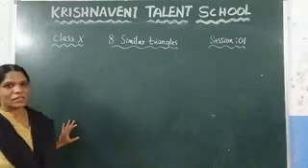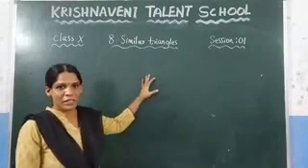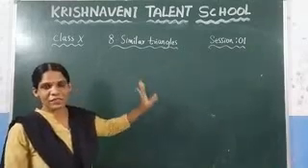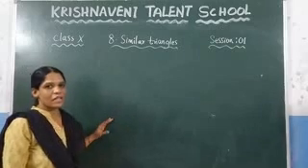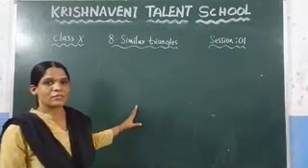We are going to start the new chapter, which is similar triangles. What is meant by a triangle? You know that a closed figure that consists of three sides we call a triangle. And in the last few classes we already learned the properties of the triangle. So many properties we have learned.